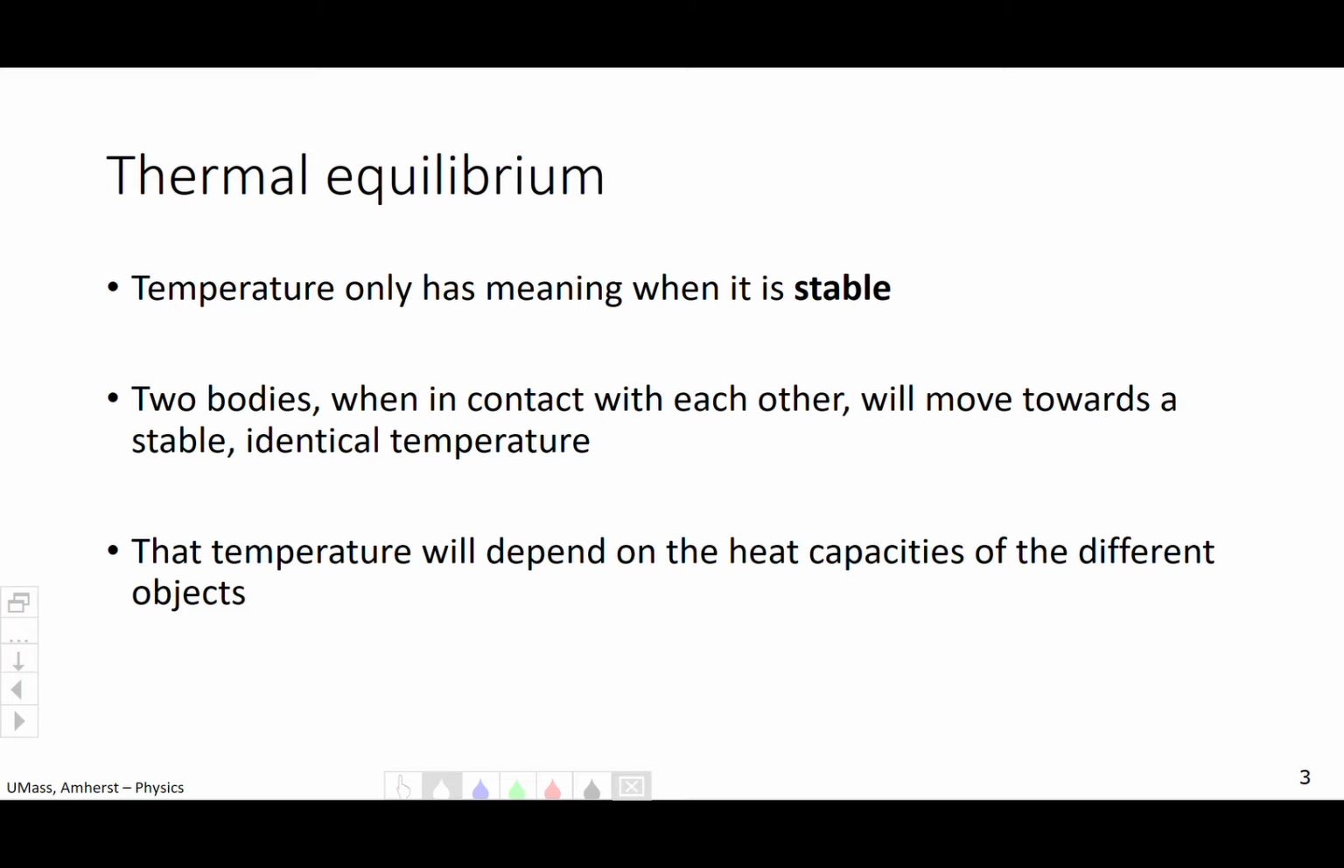However, the actual temperature that you reach will depend on the heat capacities of the objects. It's not as simple as taking an average of the two temperatures. These two objects are going to have different properties that are going to dictate the flow of energy between the two and the amount of temperature you end up with.